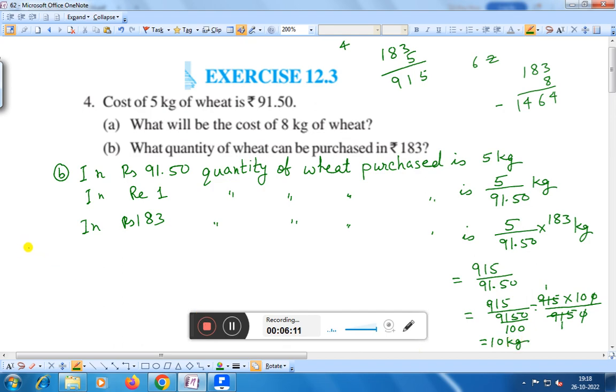Therefore the answer is: in rupees 183, quantity of wheat purchased is 10 kg, right? This is the answer of question number B.